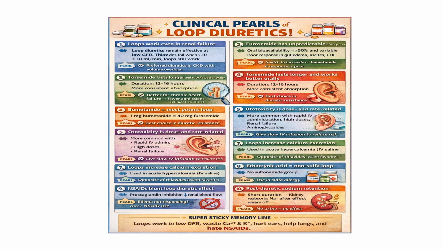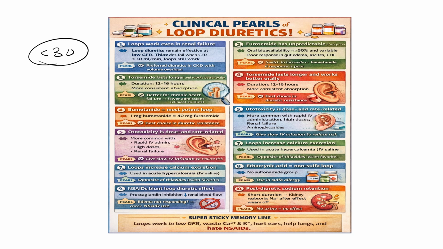What are the clinical pearls associated with loop diuretics? Loop diuretics are an amazing class of medication. They even work if the patient has chronic renal failure and the GFR is less than 30. We all know that if GFR is less than 30, thiazide diuretics do not work very well. In those cases, we can use loop diuretics and they still work.